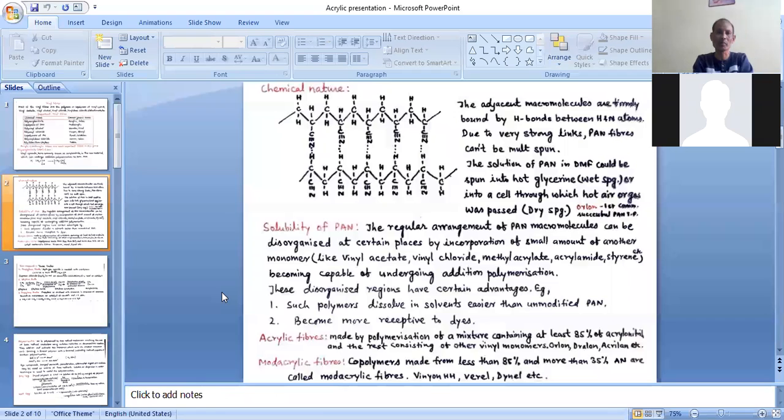Here we have something about the chemical nature or the structure of the fiber. The structure of the fiber is shown here by two molecules. One molecule is shown here. This is CH2, CHCN.